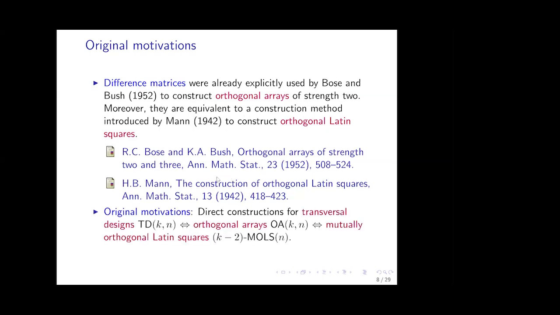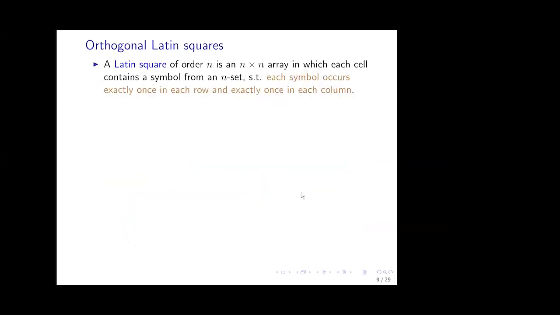As a summary, the original motivation for studying difference matrices is to construct transversal designs. And actually, these designs are equivalent to orthogonal arrays. Orthogonal arrays are equivalent to mutually orthogonal Latin squares. In the following, I will focus more on Latin squares because for most combinatorialists, Latin squares are more friendly. So I will use Latin squares to illustrate the relation between difference matrices and Latin squares.